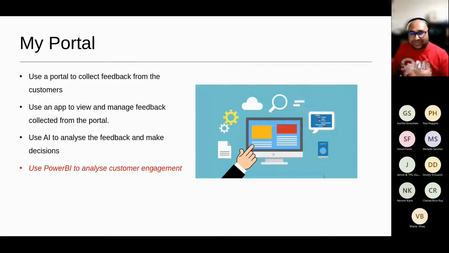We also want to do something clever, like use AI to analyze the feedback and make decisions. For example, we want to know whether the feedback is positive or negative, and based on that, make decisions on what to do and what to cater for. The last thing I have earmarked in red, only because I could not build that part of the demo: it's not enough that we collect the data, we need to be able to analyze the customer engagement using Power BI. So all of this becomes the requirement, the software that we are going to build.